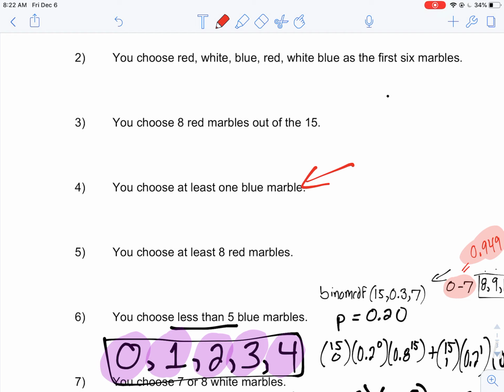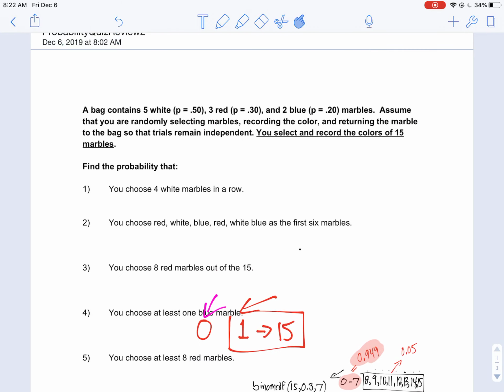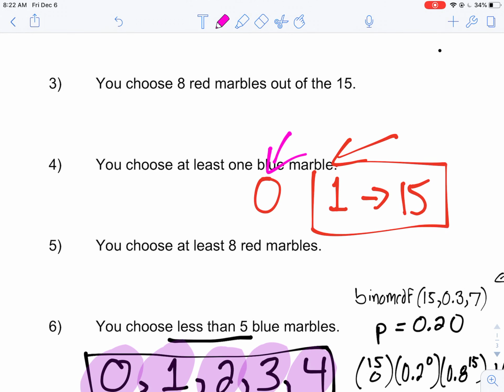All right, so if I'm choosing at least 1, that means I could get 1, 2, 3, 4, 5, all the way up to 15. Man, all right, so that's everything I need. What don't I need? In this case, the only thing I don't need is 0. So instead of going 1 through 15, finding all those combinations, I can just figure out the probability of getting 0 blue marbles and then subtract that from 1. I could use Binomcdf for that, even though there's only one real combination of getting 0. For blue, the probability is 0.2. So if I'm not getting any blue marbles, I'll do the combination.